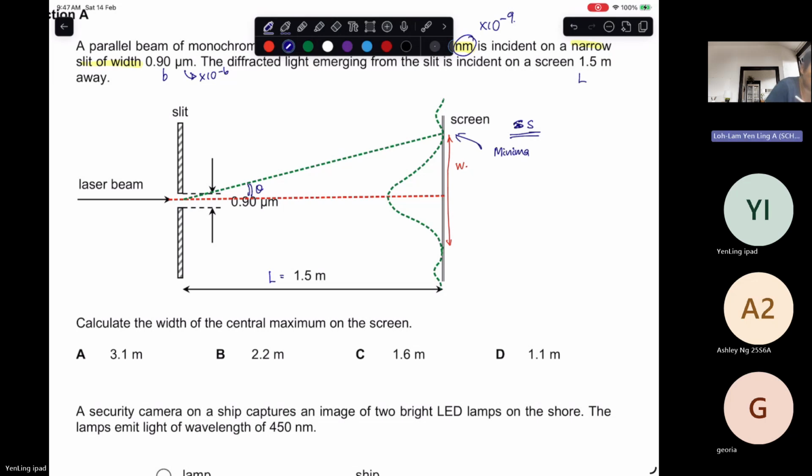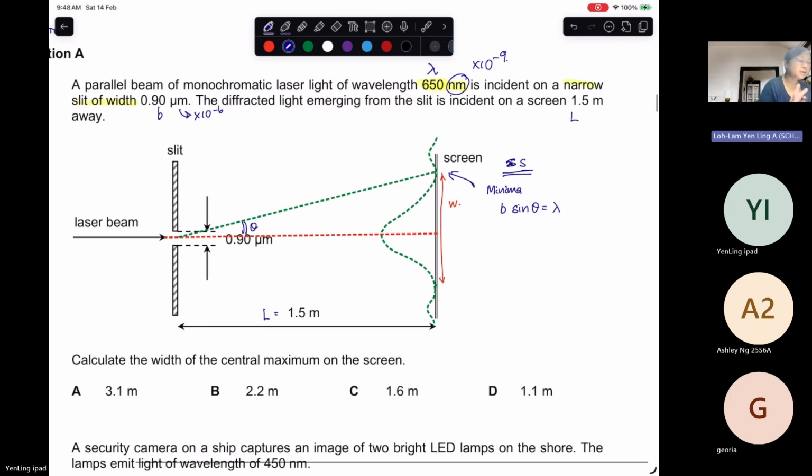And the first thing would be, for the first minima, we will have b sine theta equals lambda. Then some of you will be saying, do I use small angle? Usually we don't know whether it's small angle, so we won't use it. Then we'll see if it's necessary to apply small angle. For single slit in general, we don't apply it until there's something in the hint that requires us to do small angle.